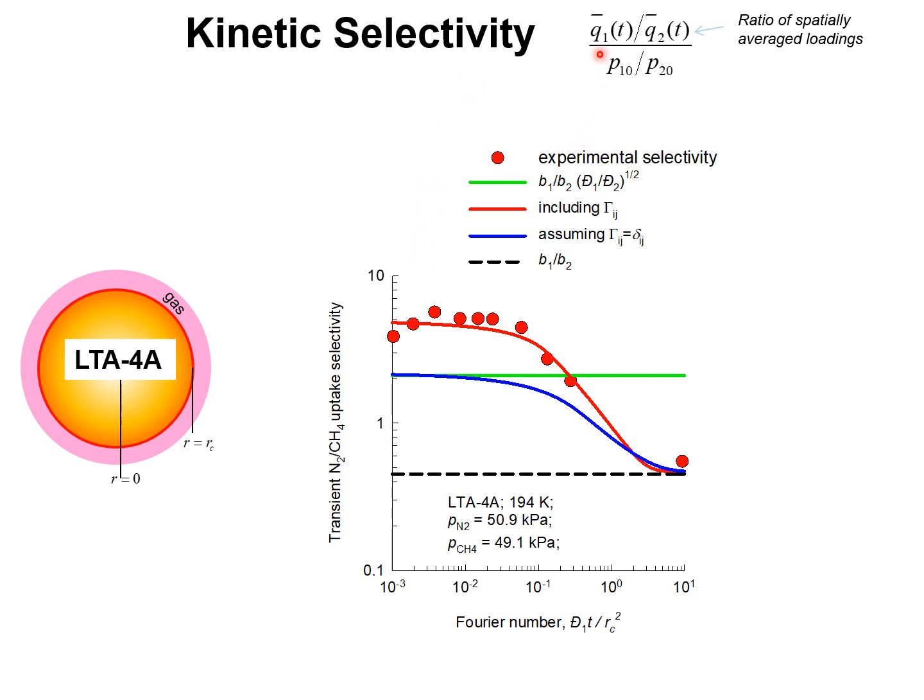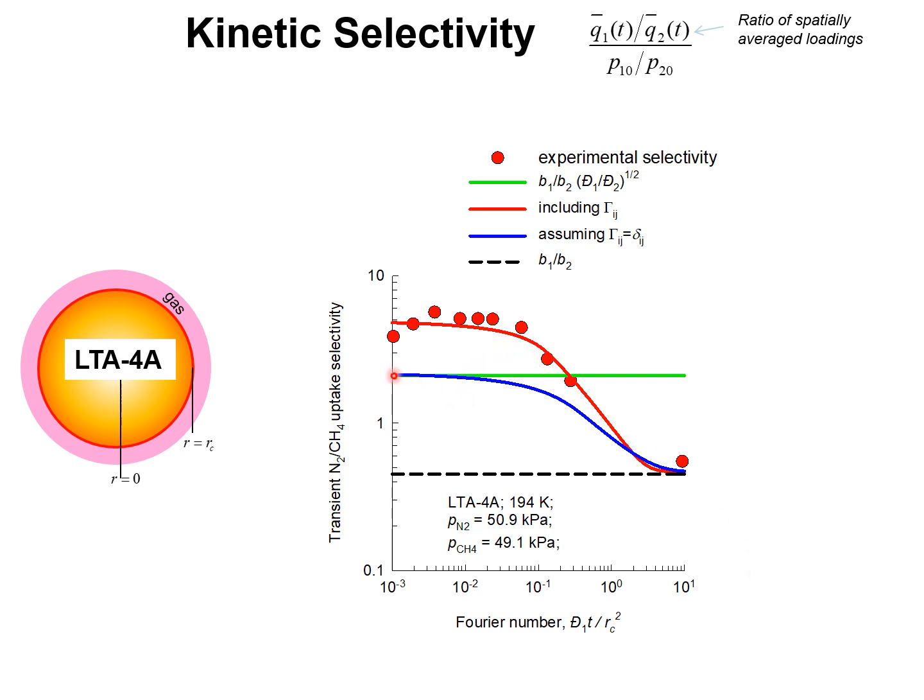The kinetic selectivity is defined as the ratio of the spatially averaged component loadings for 1 and 2 divided by the corresponding ratio of the partial pressures in the bulk gas phase surrounding the particle. For the Hapgood experiments, the transient uptake selectivity determined from this formula are plotted here as a function of the Fourier number.